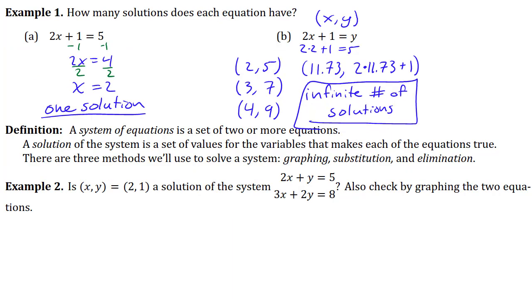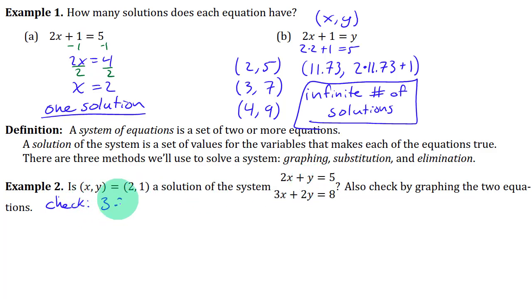All right, the first one of these methods we're going to look at is graphing. But first, let's just make sure we know how you can check if something's a solution. So if we're saying xy equals 2, 1, if we want to check if this is a solution of this, we should be able to plug in x equals 2 here, and y equals 1 into each of these equations.